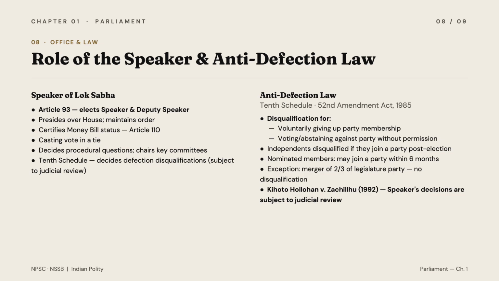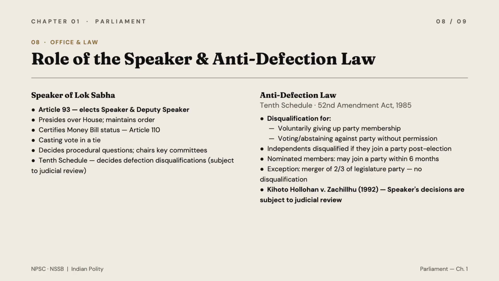And one special power is that the speaker decides whether a bill is a money bill. I've explained about that, right? And we will also learn about the Kihoto Hollohon and Zachilhu case, which happened way back in 1992. So funny, it's something that happened in Nagaland, but it was a landmark judgment in the Supreme Court that the entirety of India uses to this day. Lawyers refer to this case very often when it comes to defection cases. So this is a very important case that might be asked in the preliminary examination.